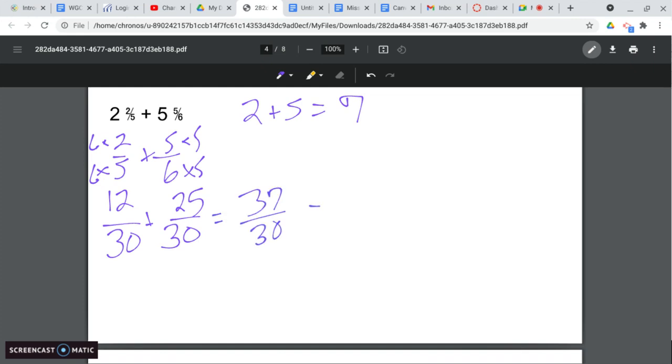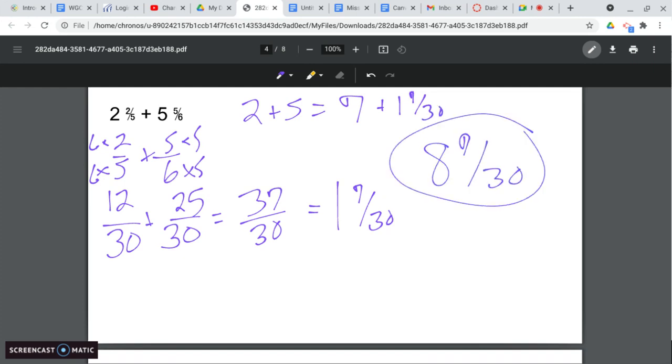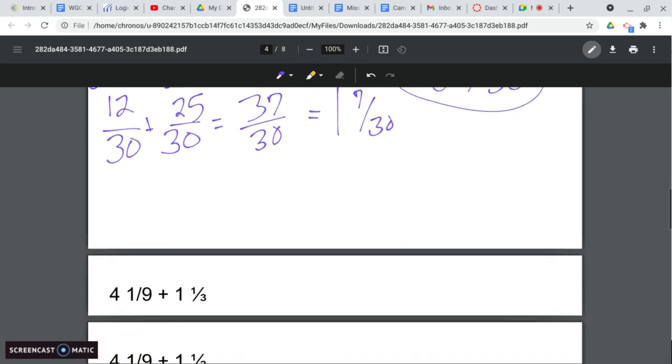37/30, which would be the same thing as 1 7/30, which will add back to the 7. So we get 8 7/30 for an answer. So, like I said, this is all about adding.